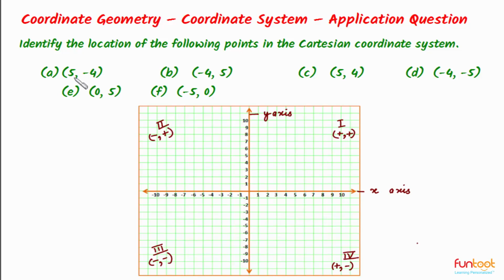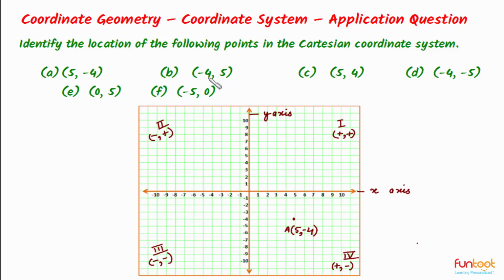For the first point, x is positive and y is negative. So it will lie in the fourth quadrant. The point will be (5, -4). This point, we can call this A, and the coordinates are (5, -4).